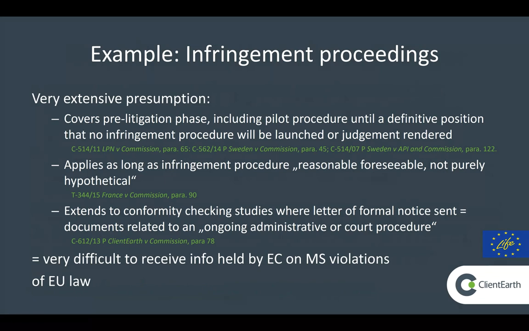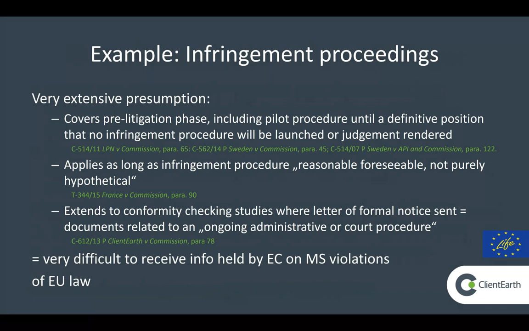infringement action. So in practice, overall, this means that it's very difficult to receive information held by the European Commission on member states' violation of European Union law, because the European Commission will quite often or almost always be able to argue, well, perhaps we are currently considering taking infringement proceedings, we're preparing infringement proceedings, we are preparing perhaps a formal letter of formal notice, even if that doesn't then go ahead in the end.